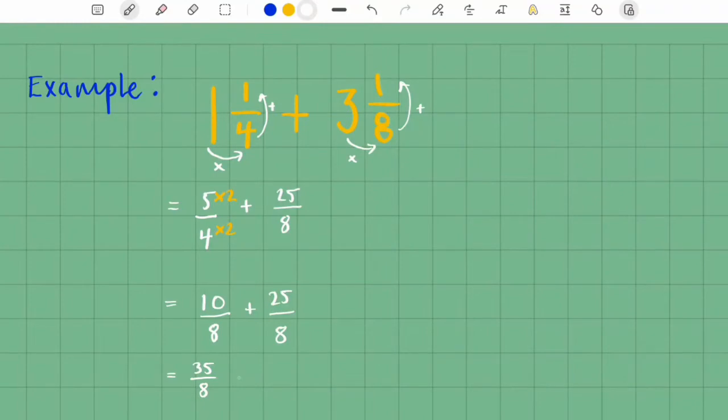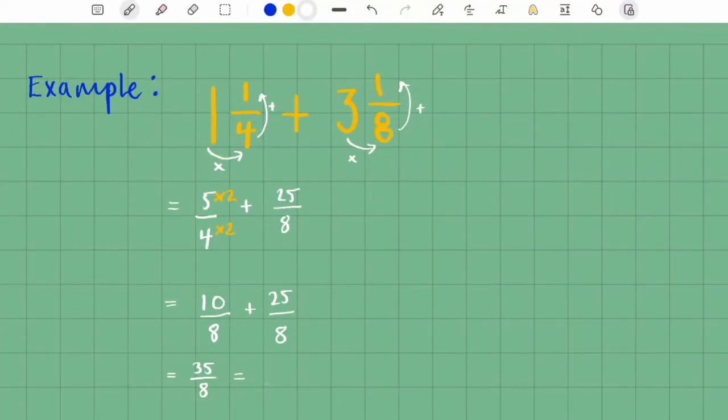Why do you think that it's good to change it back to a mixed number or decimal? It's not because you like decimals more or anything really, but it's so that you could see the size of the number, so it's obvious what the size of the number is. 35 over 8 doesn't really tell you much about the size. It's a little bit abstract. So let's convert it and show you what I mean.